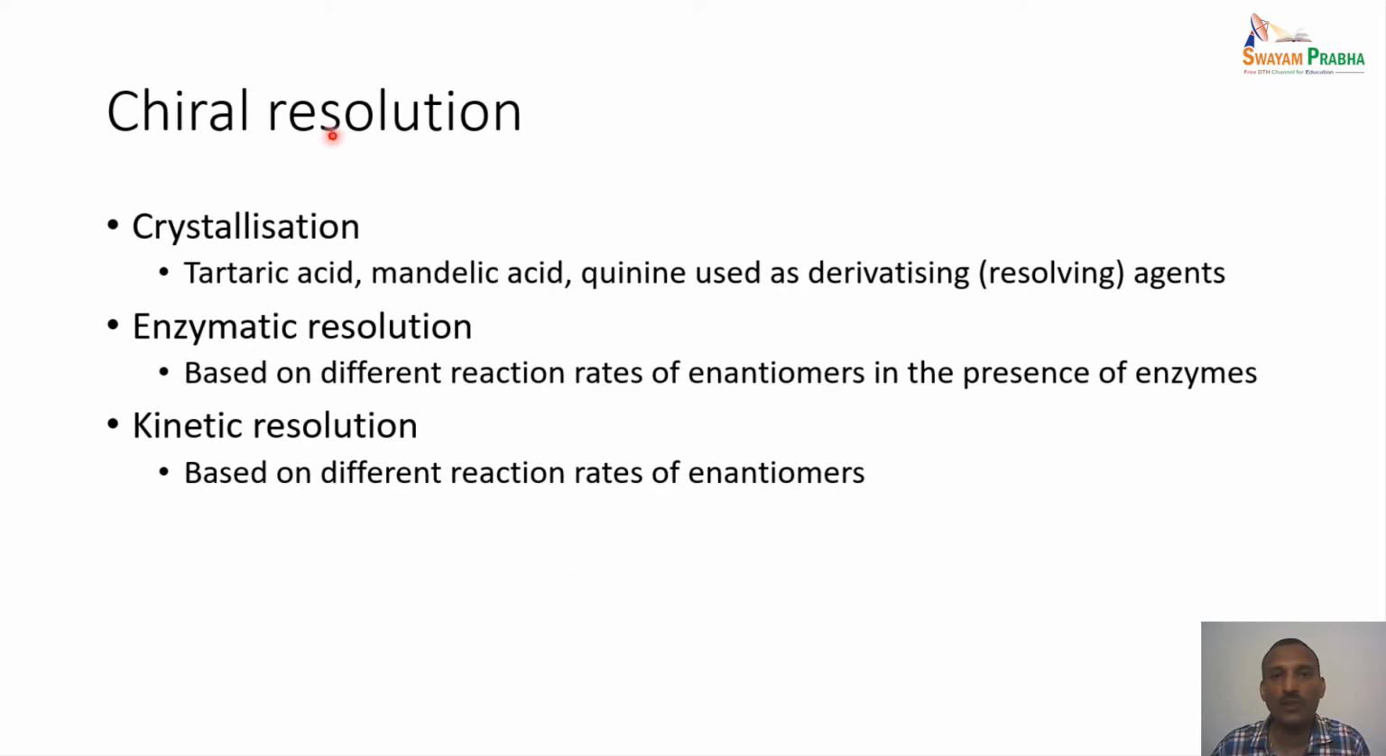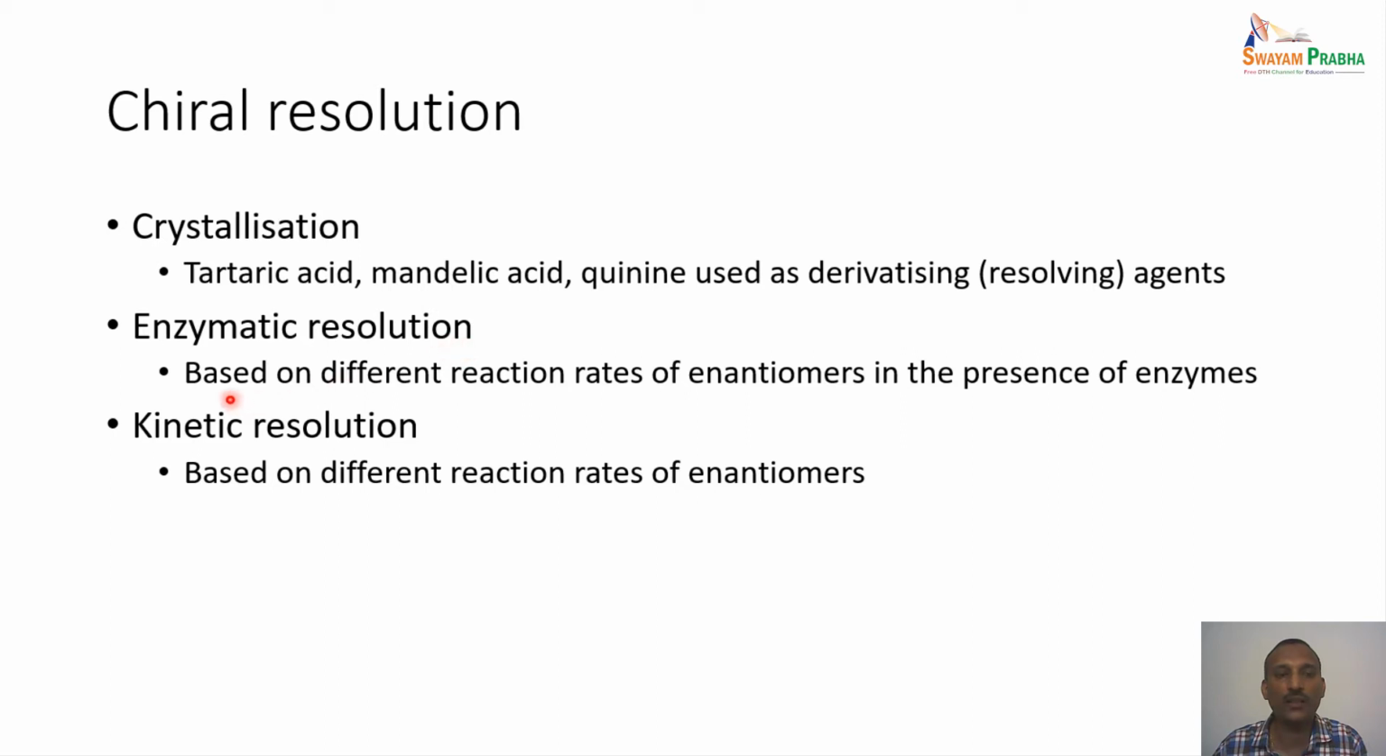Let us look at some of the methods in detail now. So the first one is chiral resolution. In chiral resolution, we can actually use multiple methods. One is the crystallization reaction. That is, tartaric acid, mandelic acid, quinine, etc. can be used as derivatizing agent or resolving agent. So if we have a base, we can treat the base with tartaric acid or mandelic acid. That will form diastereomer salts. Once the diastereomer salts are formed, they can be separated, and then from that the pure enantiomer can be regenerated. Now the other method is the enzymatic resolution method.